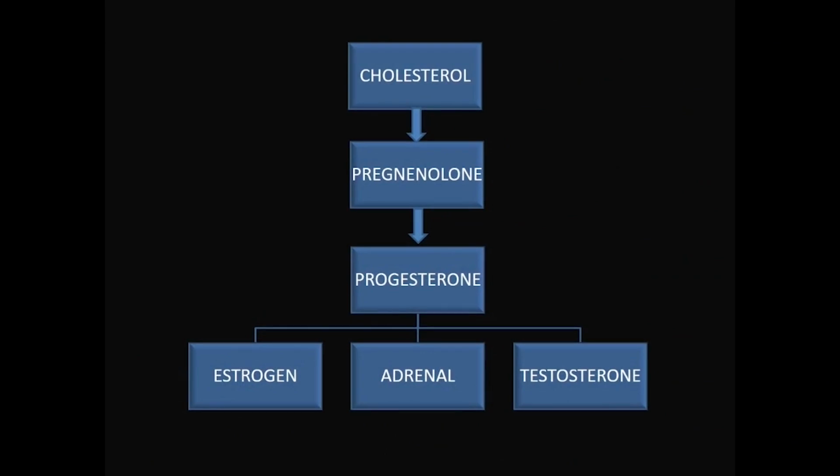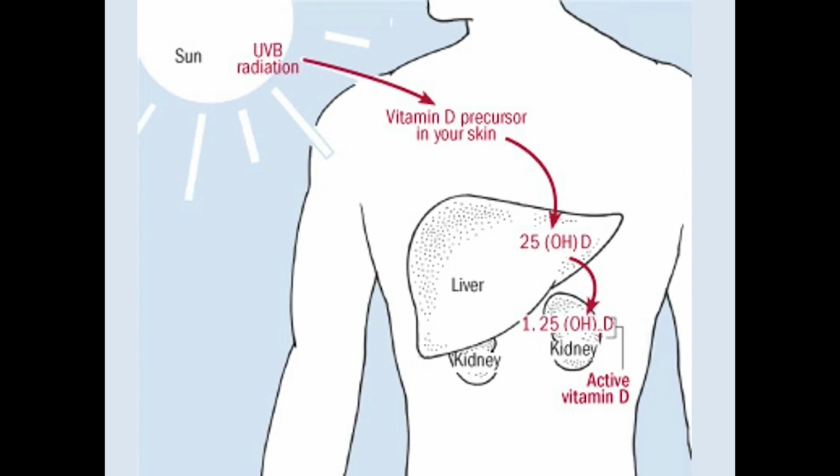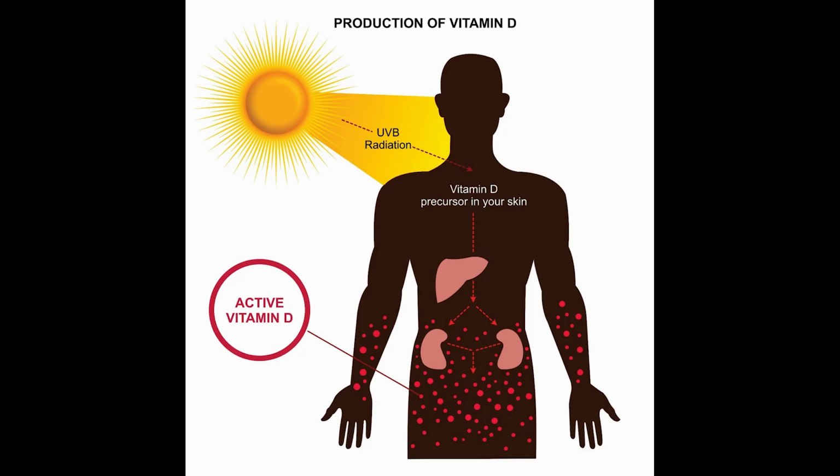And not only is it the precursor to estrogen, adrenaline, and testosterone, cholesterol is the precursor to vitamin D. So, the cholesterol in our skin, when your skin is exposed to the sun, in particular UVB rays, ultraviolet B rays, gets converted to a precursor of vitamin D that has to go through your liver and kidneys, and then your kidneys produce the active form of vitamin D.